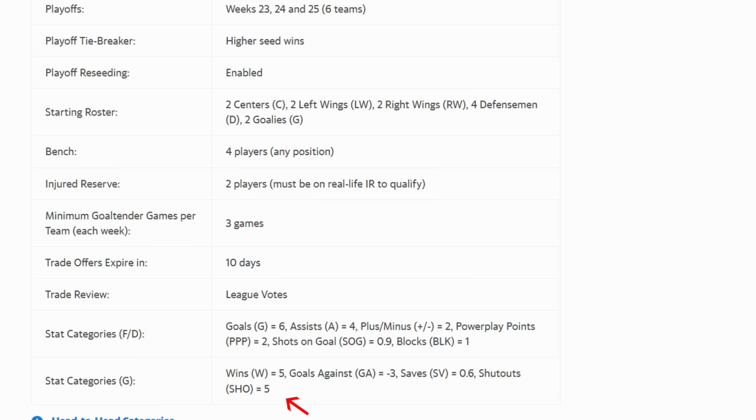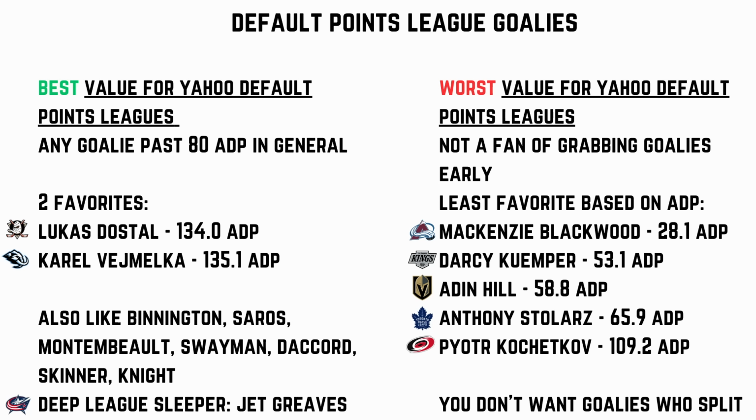These are the default settings for goalies. Wins 5, goals against -3, saves 0.6, shutouts 5. I talked about this in my goalie video, so I'll keep this short, but essentially with these settings, goalies that get a lot of volume and face a lot of shots are going to have way more value. But in general, it's not worth getting goalies very high, right? Some of these goalies are super pricey, like Connor Hellebuyck, and Mackenzie Blackwood goes super high for some reason. I like Blackwood, but it's just too expensive.